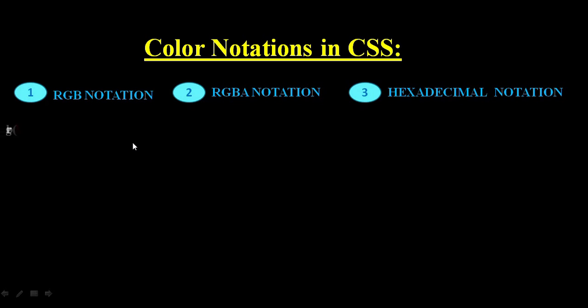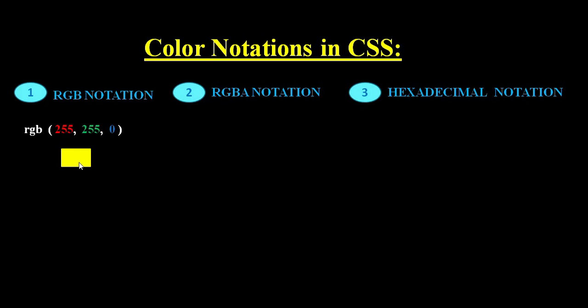For example, if you give the intensity of 255 red and 255 green by using this RGB notation, take RGB as the notation name, open the parenthesis, and give the intensity values of red, green, and blue. For this intensity we will generate the yellow color.